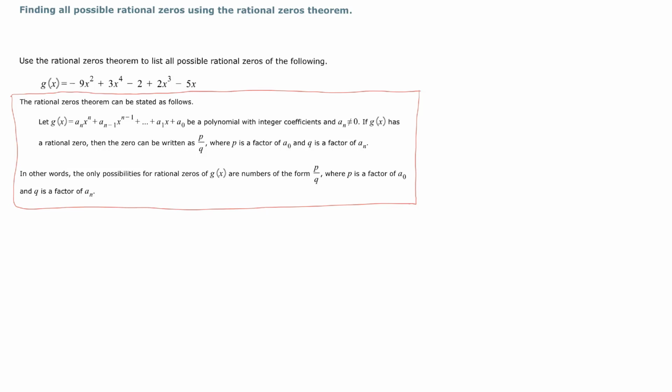The first thing we want to do for our example is write g of x in descending order. So notice we have a 3, x to the 4th is the highest power, and we're going to write that first. Plus 2x to the 3rd minus 9x squared minus 5x and then minus 2.